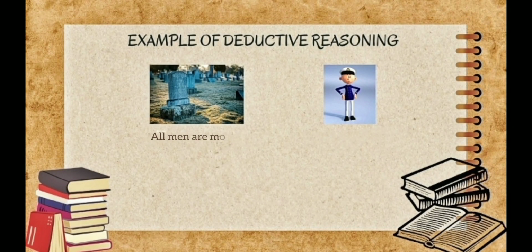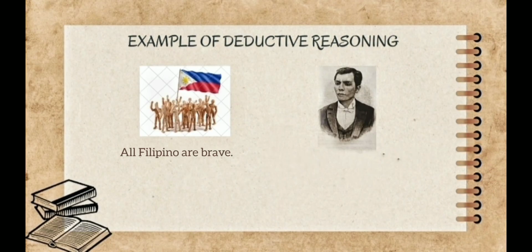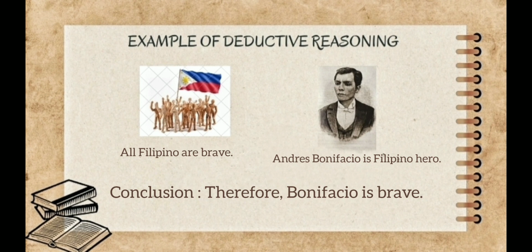Here is the first example of deductive reasoning. All men are mortal. Ram is a man. The conclusion is, therefore, Ram is mortal. Here is our second example. All Filipinos are brave. Andres Bonifacio is a Filipino hero. So the conclusion is, therefore, Bonifacio is brave.